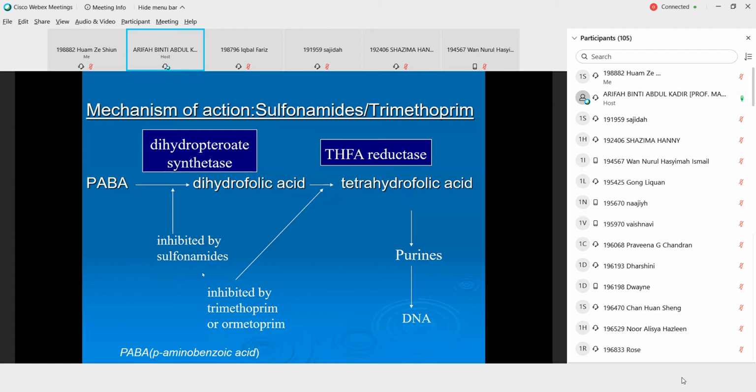Therefore usually it is given in combination. Sometimes there are formulations where the sulfonamide, the sulfur drug, is given alone, and sometimes it's given in combination with trimethoprim or ormetoprim. Is that okay? Clear? Yes, doctor. Okay, good.